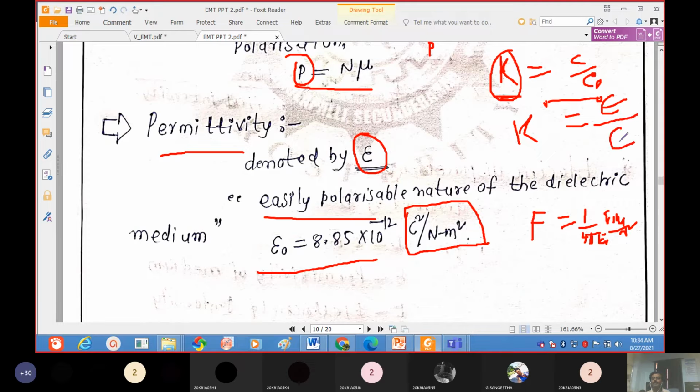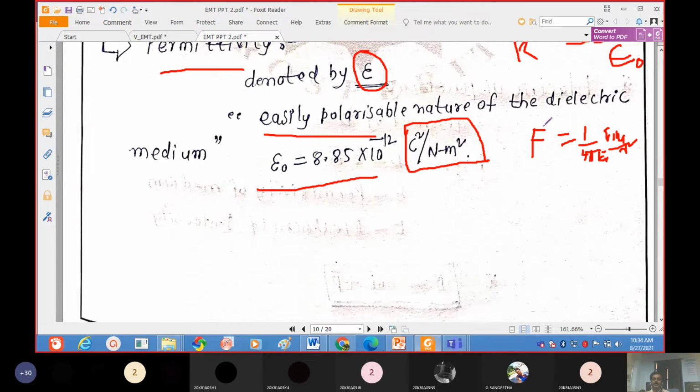Epsilon naught is the permittivity of free space. So K is the dielectric constant, K is equal to epsilon by epsilon naught. Epsilon is the permittivity of the medium, and epsilon naught is the permittivity of free space. This is one more definition of the dielectric constant.